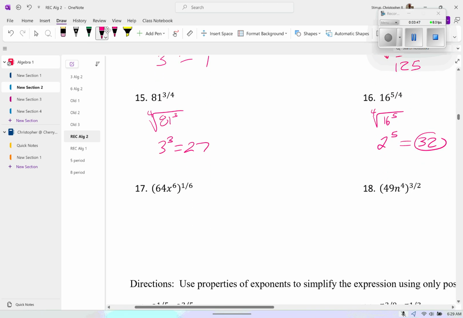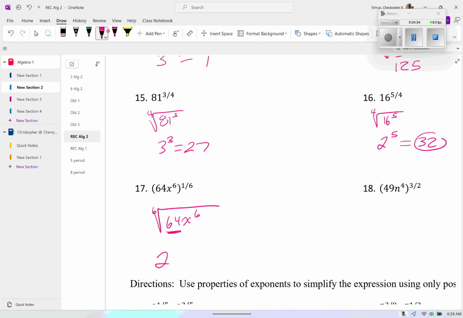All right, we're going to distribute this in, so I'm going to get the 6th root of 64x to the 6th. Okay. 2, 4, 8, 16, 32, 64. So this is a perfect 6th root, which is 2. 6 goes into this once, so we get x to the 1st. Done.